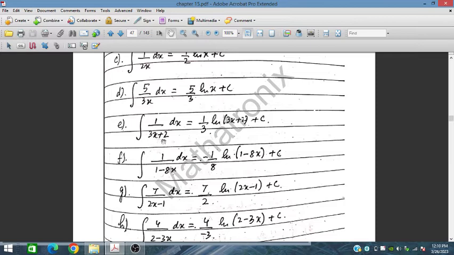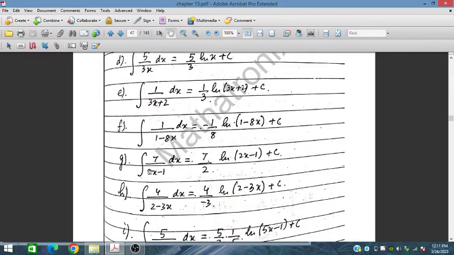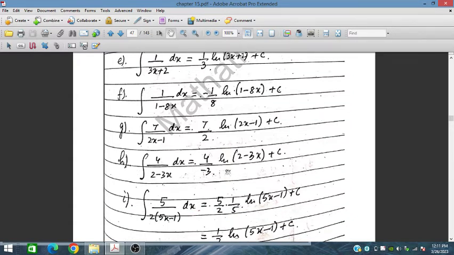Similarly, for 1 over 3x plus 2, we get 1 over 3 because of this 3, since this is a and this is b, so this is 1 over 3 ln(3x plus 2) plus c. Similarly, for 1 over 1 minus 8x dx, this is 1 over minus 8, so the minus is here, giving ln(1 minus 8x) plus c. Similarly, for 7 by 2 and then ln x.